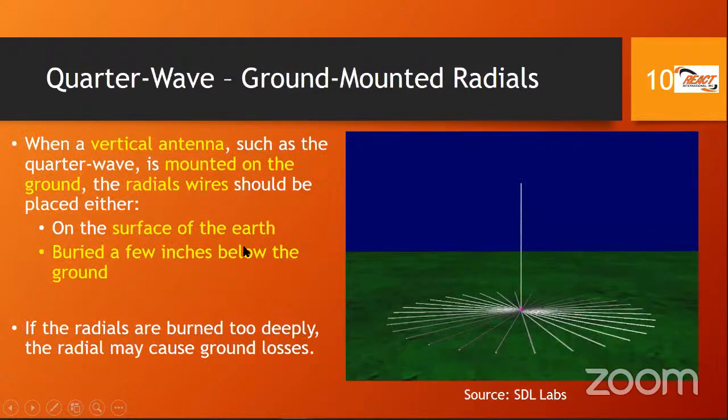So speaking of quarter wave antennas, we can mount quarter wavelength antennas on the ground, especially HF antennas. It's done. So when we have a vertical antenna such as a quarter wavelength mounted on the ground, notice the radials here. The radials should be placed either, and this is an exam question so you need to know this, on the surface of the earth, as you're seeing here. So these are the radials. This is our vertical element of the antenna. Some people think this is the antenna, but the antenna also consists of the radials, right?